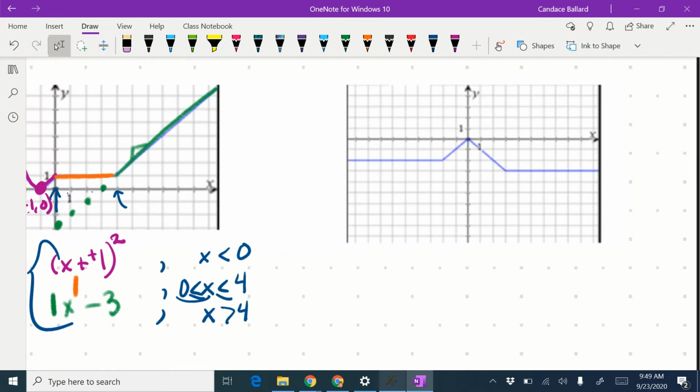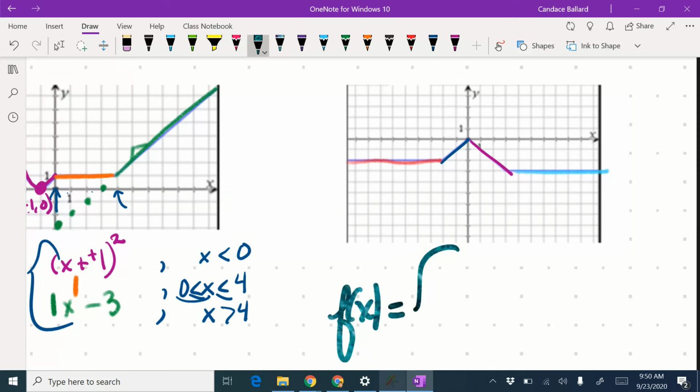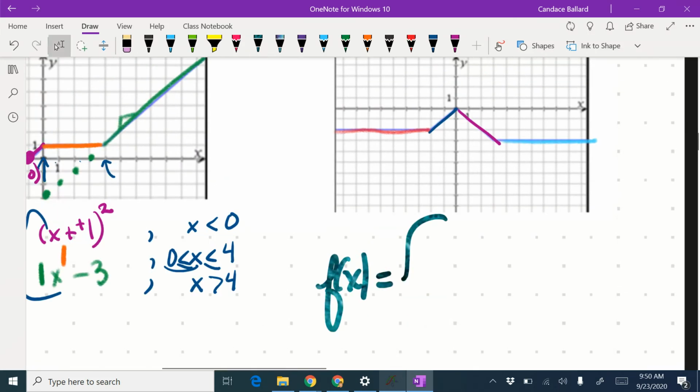So again, I see 4 functions, right? We've got 1, we've got 2, we've got 3, and we've got 4. So 4 different functions, so we're going to draw with 4 different branches this time. So f of x equals, I'm going to make it bigger.